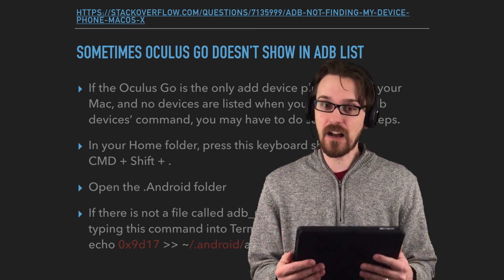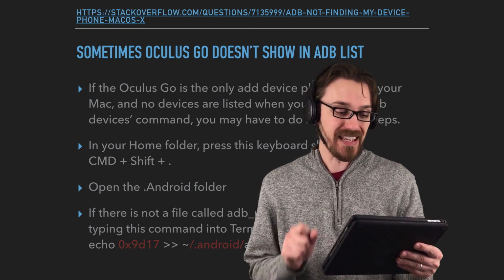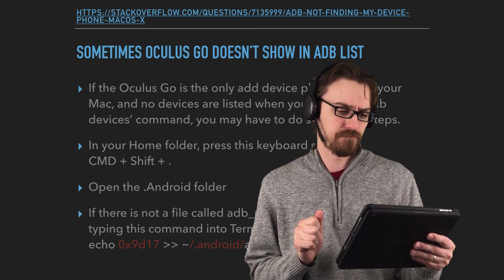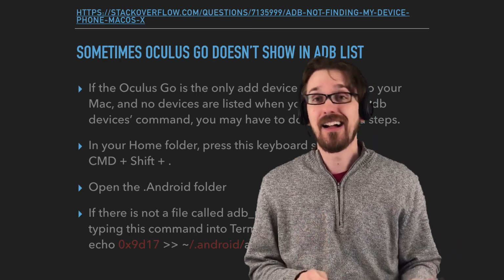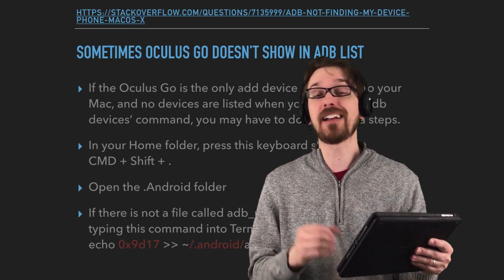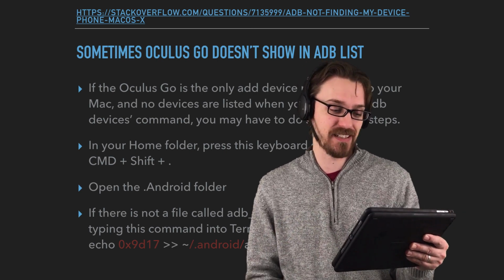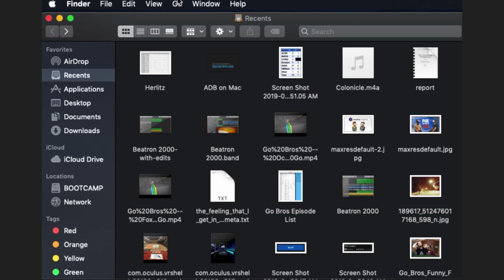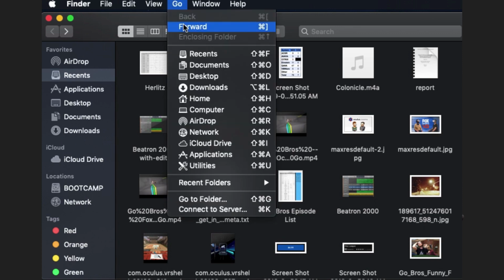But there's some other things to look out for too when you're on the Mac. I'll have to update my slides. My notes say: if the Oculus Go is the only ADB device plugged into your Mac and no devices are listed when you enter the adb devices command, you may need to do some extra steps.